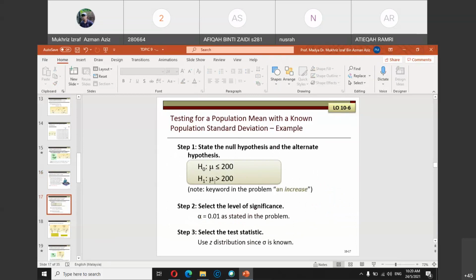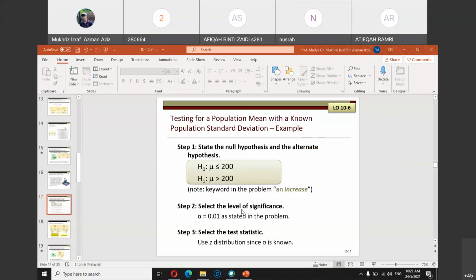If you construct it this way, your H0 will be less than or equal to. Remember, the H0 is always the opposite of H1. And the sign for H0 can only be equal to, less than or equal to, or more than or equal to. Only these three for H0. So it depends on what you choose for H1. If H1 is more than, then the opposite will be less than or equal to. This is the second example.